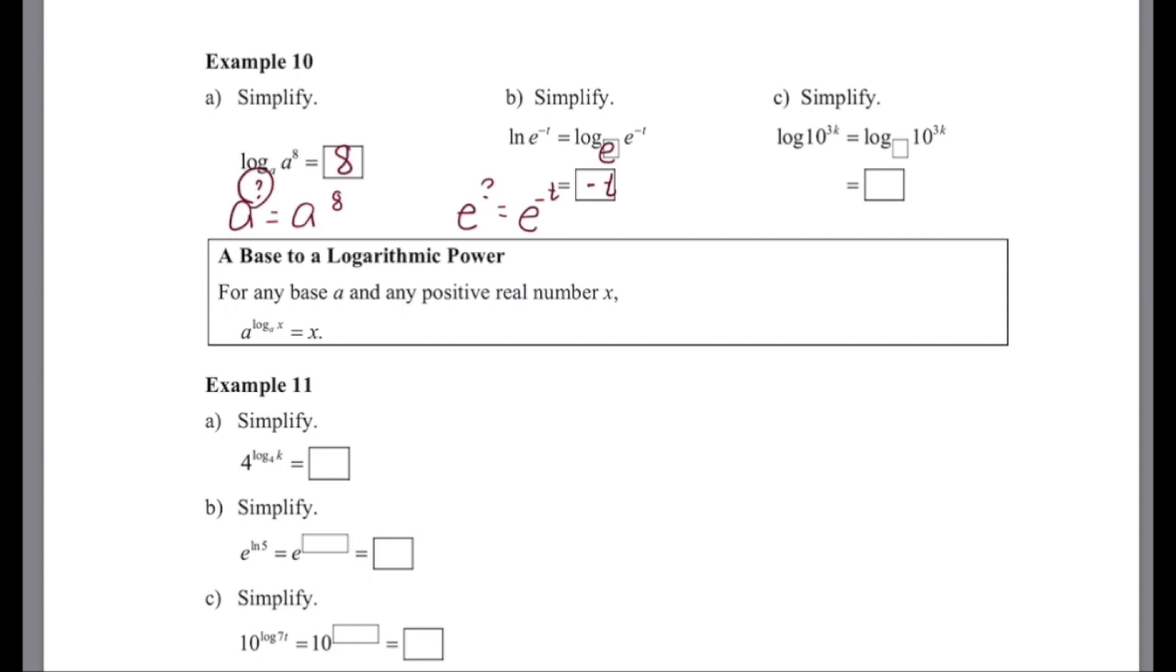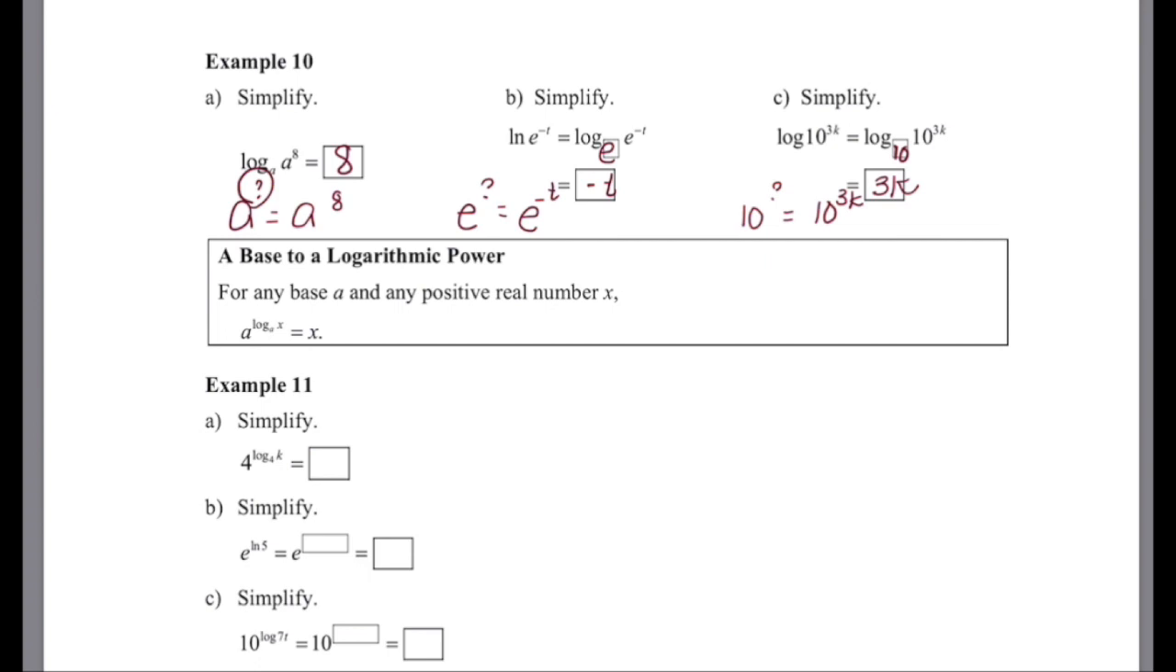Similarly, log of 10 to the 3k is what? If we don't have a base written, we assume that the base is 10. So I'm looking for 10 to what power gives me 10 to the 3k. And of course, that would be 3k.